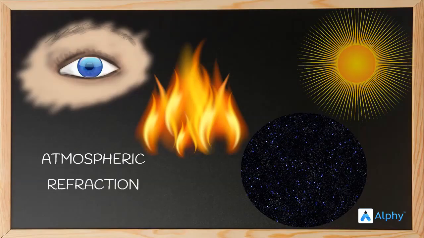Hello everyone. Now that we're familiar with how our eyes work, how light behaves, and some characteristics of light, let's start with some real life consequences. We are going to discuss atmospheric refraction. Atmospheric refraction is the refraction of the light through the different layers of the atmosphere. This will be much easier to understand once we run through some real life examples.